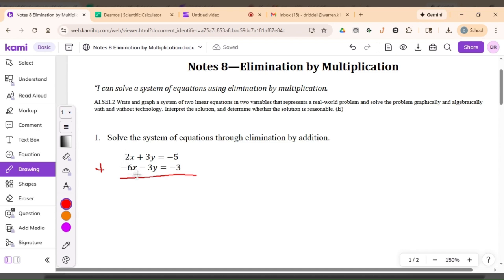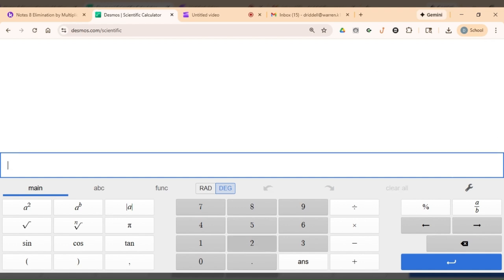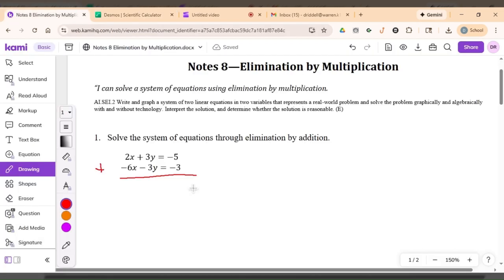So use calculators as you need to, okay? No one expects us to be able to do all this on our own. So if we take 2 plus negative 6 in the calculator right there, we get a little reminder that it's negative 4, okay? So negative 4 is that first one we're looking for. So that is a negative 4x.